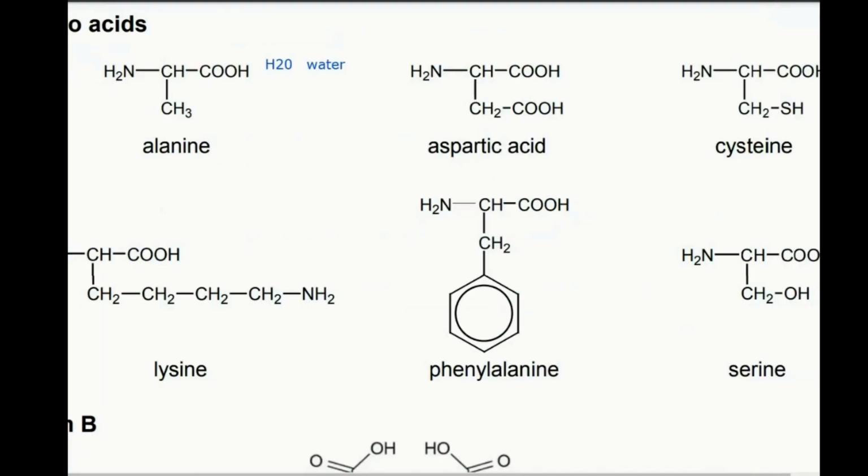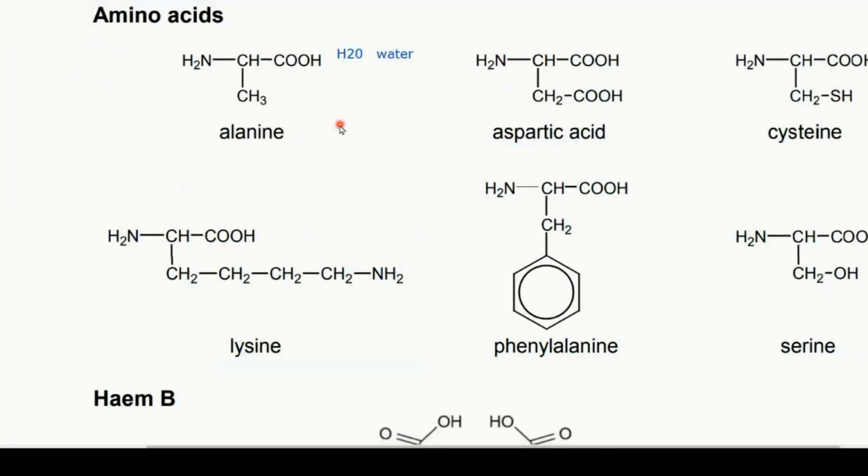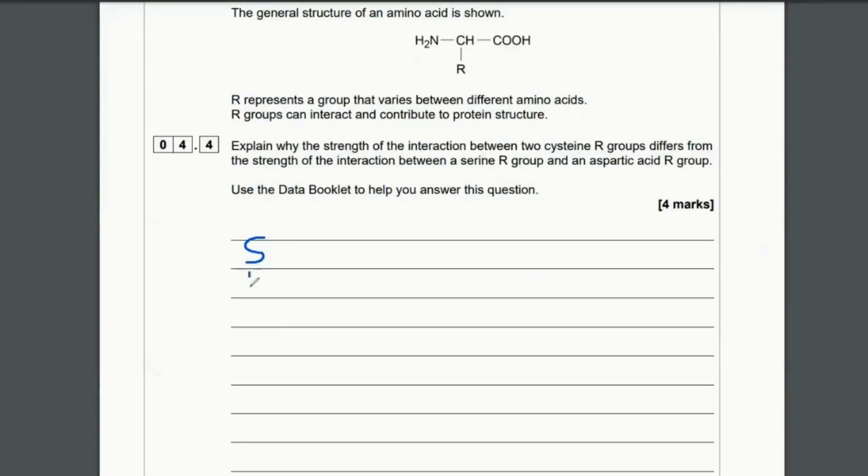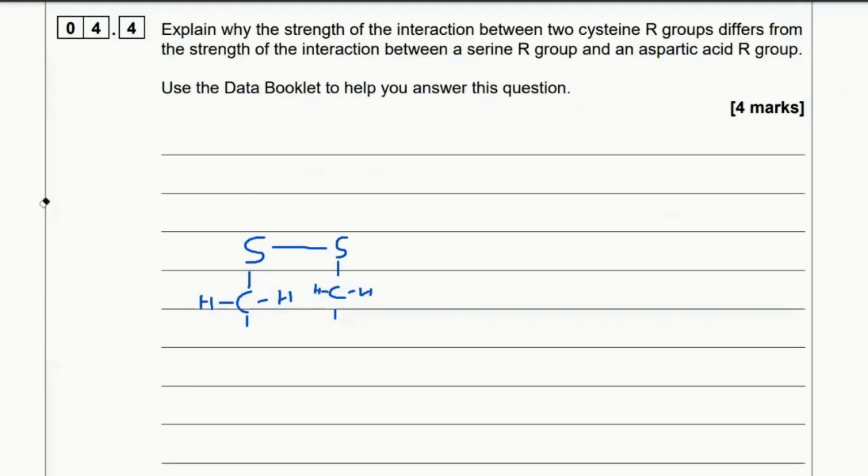So we're going to go back to our data book here. So we go back to our data book and identify cysteine with the sulfur atom attached, and we've got the aspartic acid with the two carboxylic acids. The carboxylic acid is on the R group as well as the normal. So now we just want to look at why the strength of interaction between the two cysteine groups is different than the strength of interaction between the R groups on the aspartic acid. Now remember, the cysteine groups have these sulfur atoms, and what I've drawn here is a disulfide bridge that is across the middle.